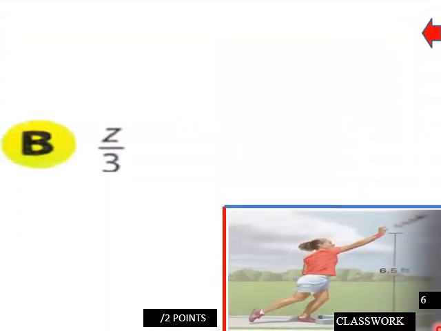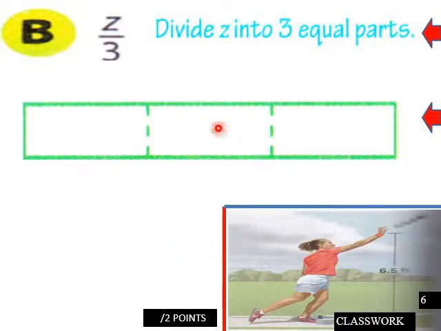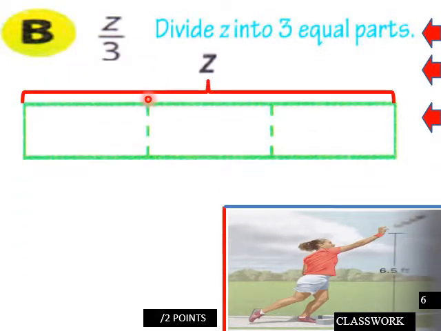Then page 6, classwork: divide z into 3 equal parts. Here's part b of example 2. Here is a bar model. This whole thing would be z. Then we're going to divide z into 3 equal parts. Here's z over 3. This is 1/3 of z, 2/3 z, 3/3 z.